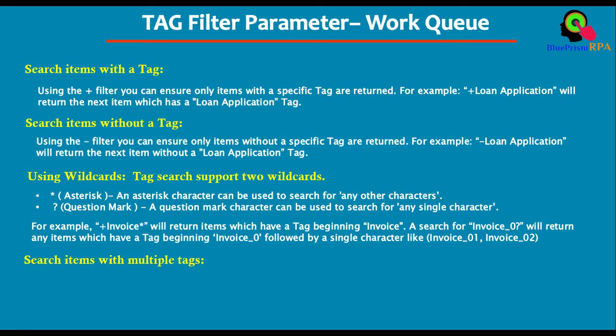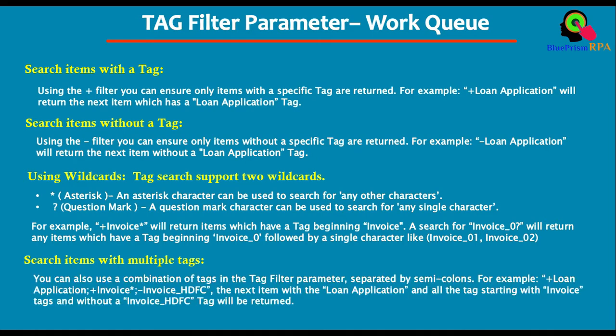Search items with multiple tags. Sometimes you have a requirement where you want to work on queue items, you want to get the next item, and while getting the next item you want to apply multiple tags. So you can also use a combination of tags in the tag filter parameter separated by semicolons. For example, you can put plus loan application, separated by semicolon, again plus invoice star, separated by semicolon, hyphen invoice underscore HDFC.